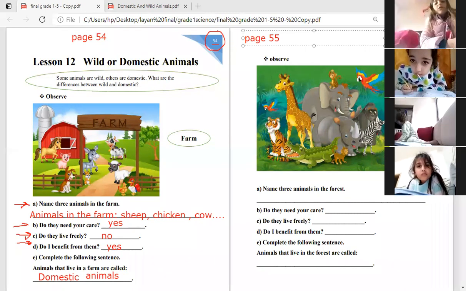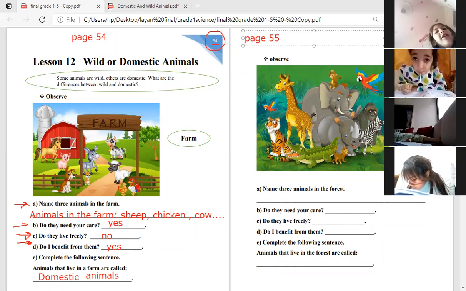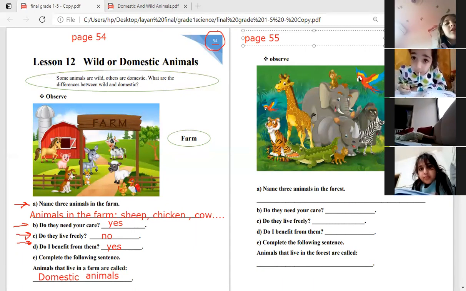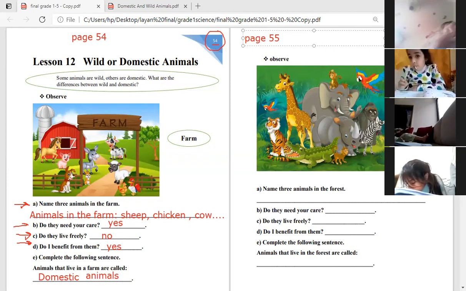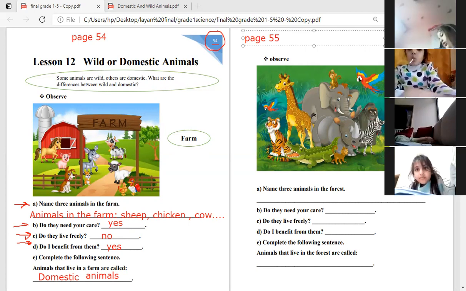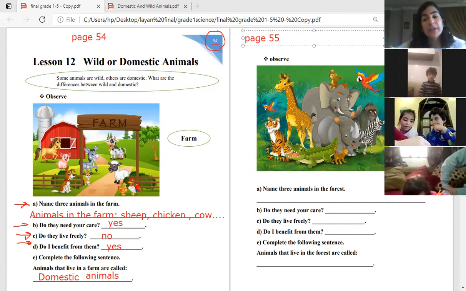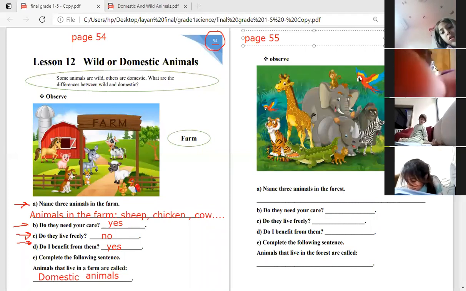So animals that live in farm like sheep, chicken, cow, donkey, pig, horse, these are all called domestic. Okay? I take care of them. They need my care. They do not live freely. Freely means on their own. They live with us in the farm or in the home. Yes? I have finished. You finished, excellent.